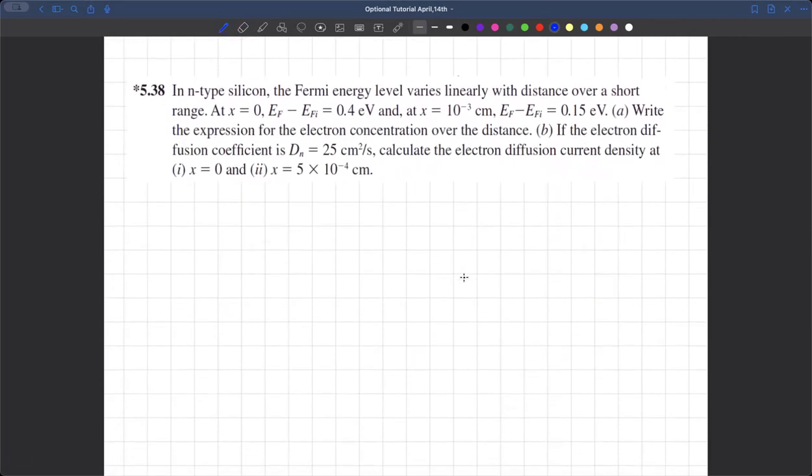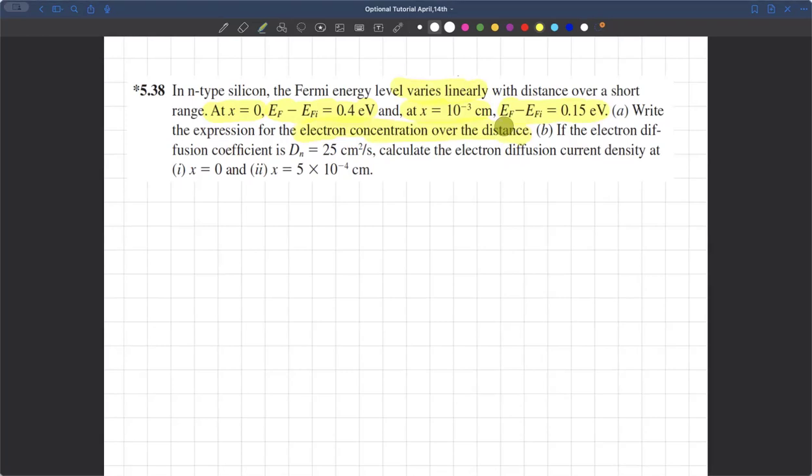Now, one difficult question from your book. That's why they put the star there; they think it's difficult. In N-type silicon, the Fermi energy level varies linearly with distance over a short range. At x equal to zero, EF minus EFi is equal to this, and at x equal to this value, it is this. One thing is definitely true: because it is changing, the doping concentration is changing. That's the only way this can change. It varies linearly. Write the expression for the electron concentration over the distance.